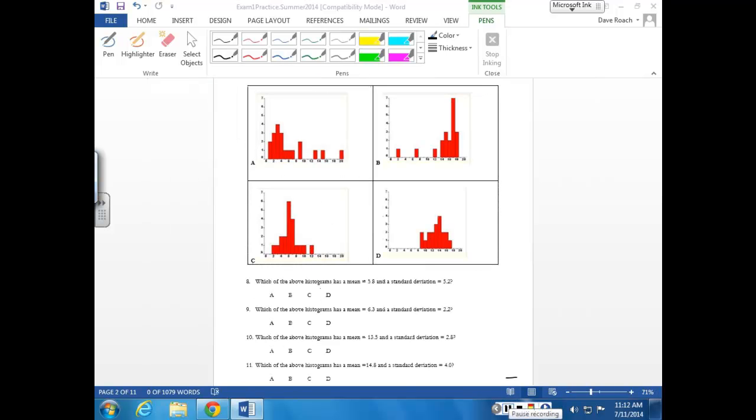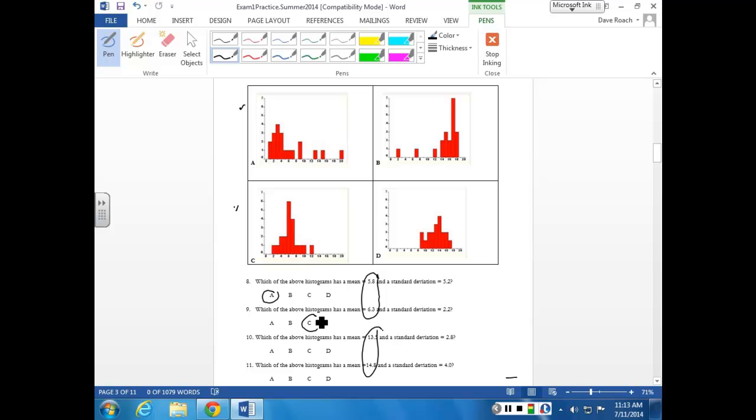Okay, so on the next one, first of all, notice in the responses here that I have two means that are close to 6 and two means that are around 14. And then the standard deviations, you're going to look at how spread out the data are. So the ones in the column over here on the left are the ones that have means around 6. And A is the one that's most spread out. So 8 is going to be A, and 9 is going to be C.